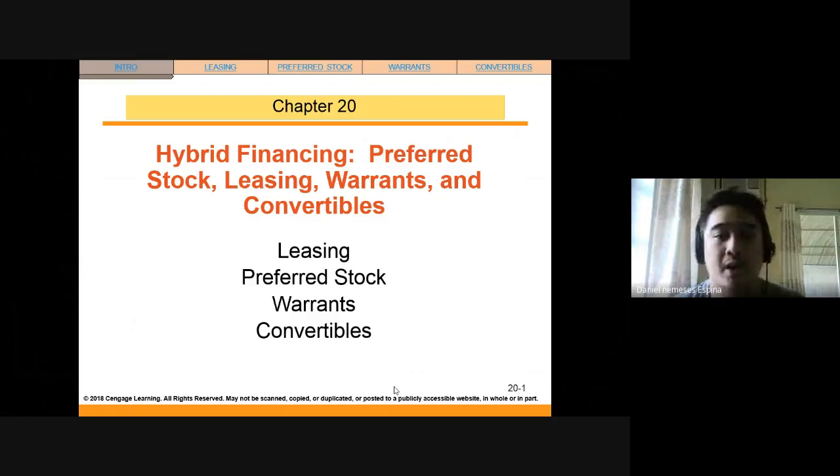Then you have the convertibles, so you have the bonds. There are bonds that can be converted into stocks later on, or preferred stock that can be converted into common stocks in the future. So we will only tackle these four as the common hybrid financing. So we have leasing, preferred stock, warrants, and convertibles. So let's discuss first leasing.